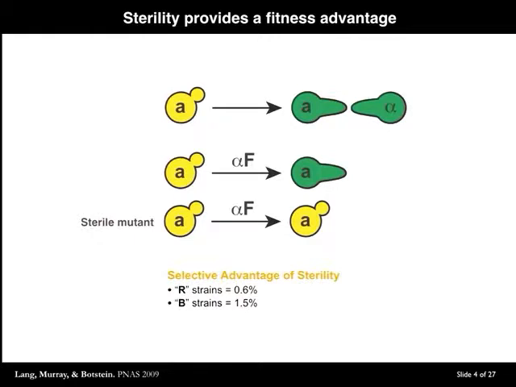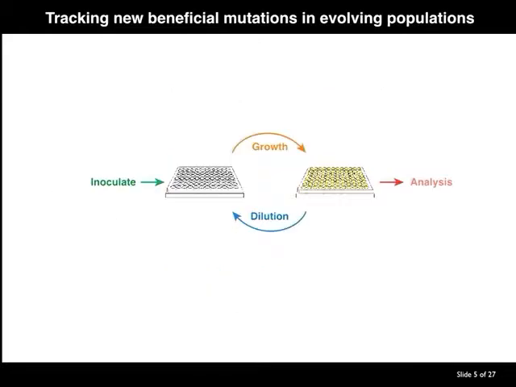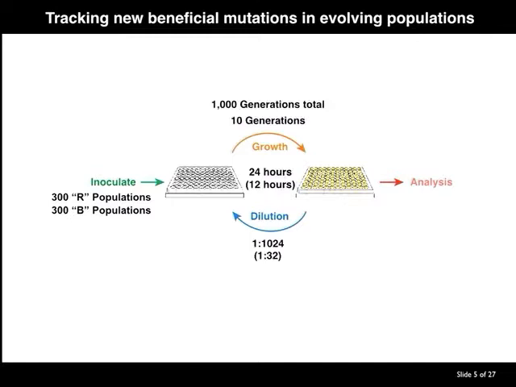And so we built these strains, and we used them in our experimental evolution paradigm. We initiated 300 populations that we call the R populations that get a 0.5% fitness advantage for becoming sterile, and 300 that get a 1.5% fitness advantage for becoming sterile. We propagated them under a regime where we did a 1 to 1,000 dilution every 24 hours. We went around this cycle 100 times to give us 1,000 generations total of experimental evolution for these 600 populations.